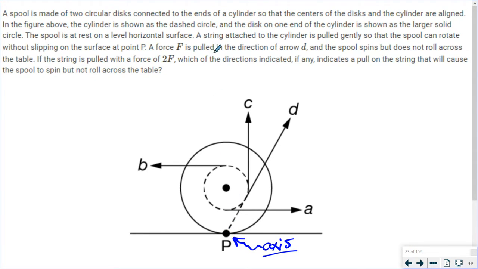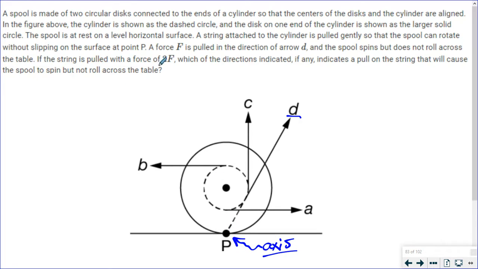It says a force F is pulled in the direction of the arrow D, so we're using this direction, and the spool spins, but does not roll across the table. Why would it spin? Well, it'll spin about its center of mass right here, so D does cause a torque around the center of mass, and it'd spin in place here. And it's not going to cause a torque around the pivot point for this little yo-yo to roll along the surface. The reason is that if you extend this arm down, this dotted line, this is your moment arm. That's how we do moment arms. The moment arm would be 0 for this.